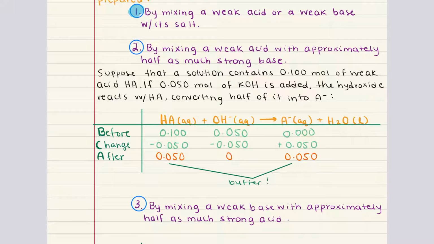Another way to create a buffer is by mixing a weak acid with a strong base, but in a controlled ratio. Before I show you an example, I want to take some time to explain BCA tables. A BCA table is used when a reaction is best described as going to completion rather than as an equilibrium. BCA stands for before reaction, change, and after reaction.